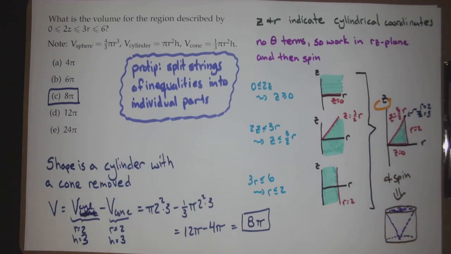And what is it? Well, it's a cylinder with a cone that you've carved out of it. So how do you find your volume? You take the volume of the cylinder, subtract the volume of the cone. In terms of dimensions, the height is 3 and the radius is 2. So the volume of the cylinder is 12 pi. The volume of the cone is 4 pi. 12 pi subtract 4 pi gives you 8 pi. And there we go. All right, good.